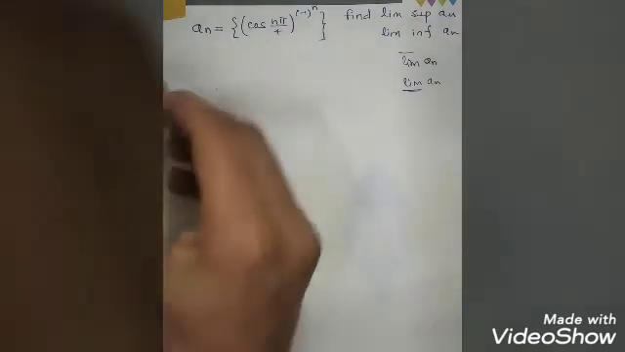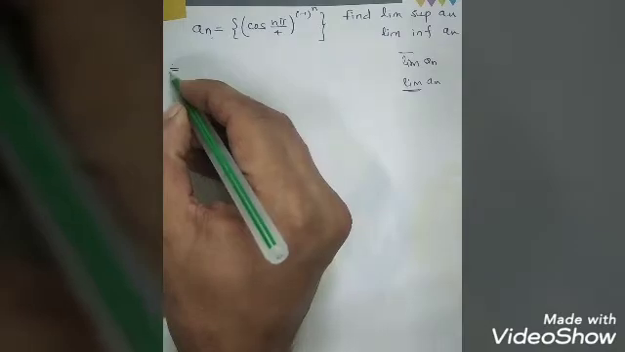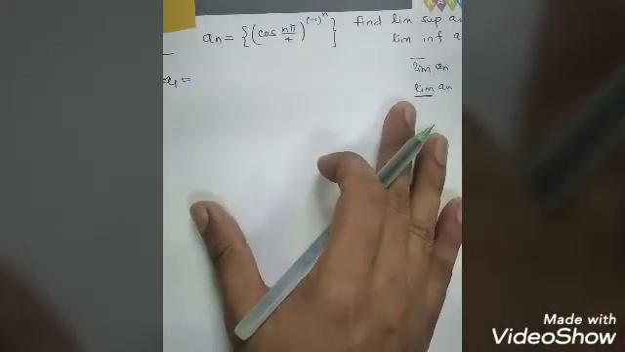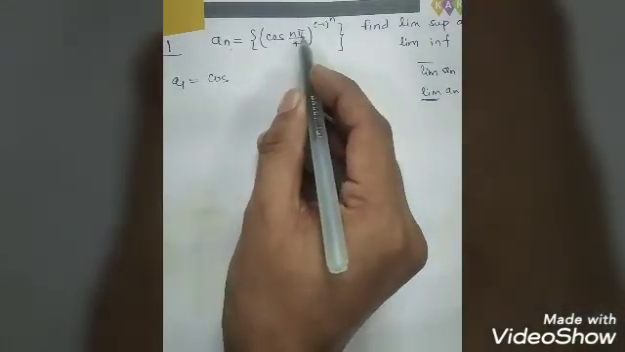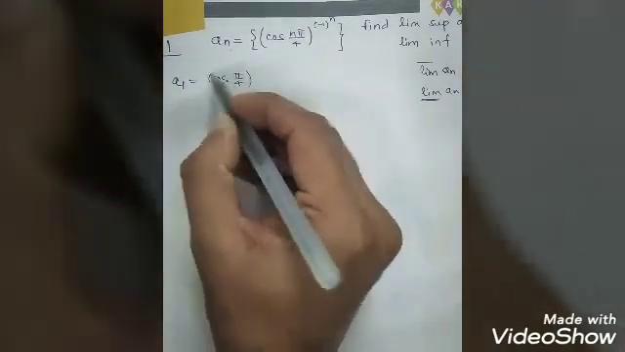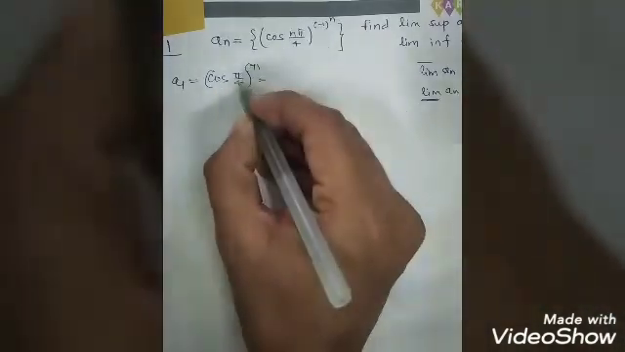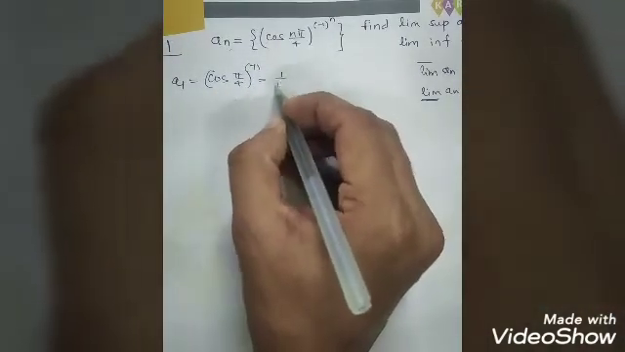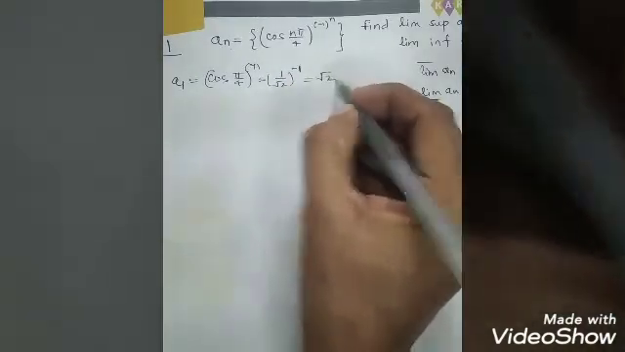First, look at the behavior of this sequence. We'll evaluate the first few terms to determine it. For a1, I substitute n equals 1: cos(π/4) raised to (−1)^1, which is minus 1. Cos π/4 is 1 by root 2, and its inverse is root 2.